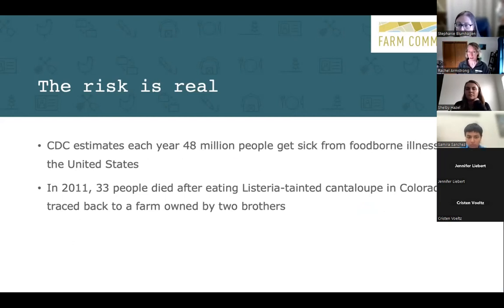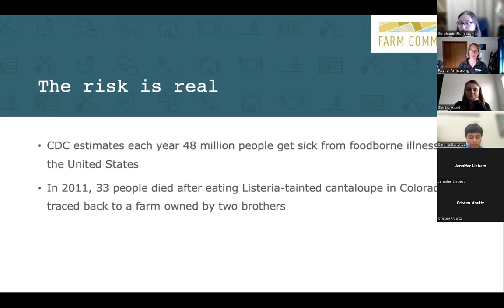You probably already know these classic cases, the cantaloupes. In 2011, 33 people died after eating listeria-tainted cantaloupe in Colorado. You might already know it was traced back to a farm owned by two brothers. And eventually, those folks pled guilty to misdemeanor counts of introducing adulterated food into interstate commerce. And they had to pay $150,000 in restitution and perform 100 hours of community service for that.